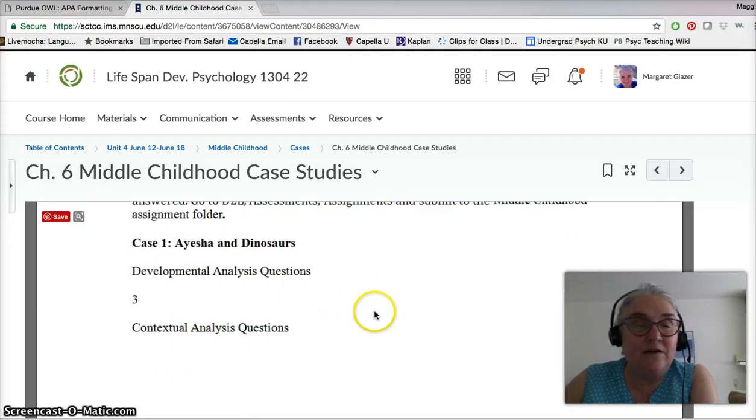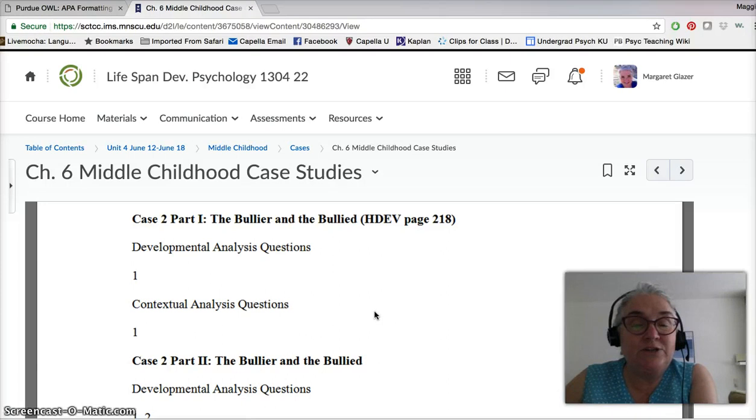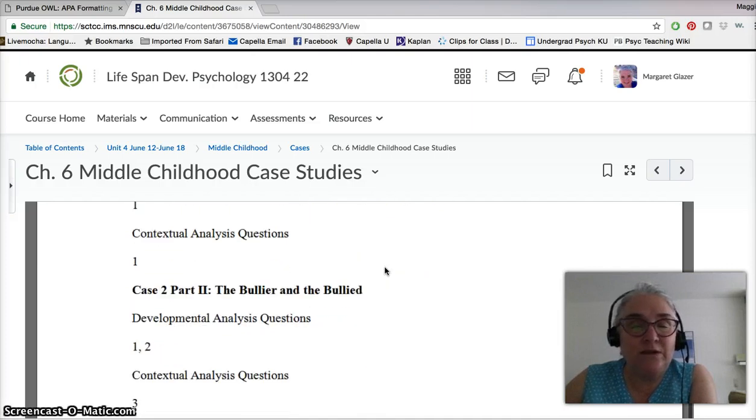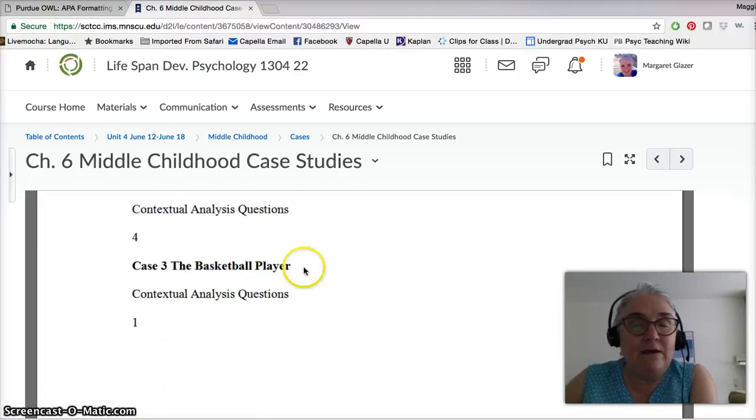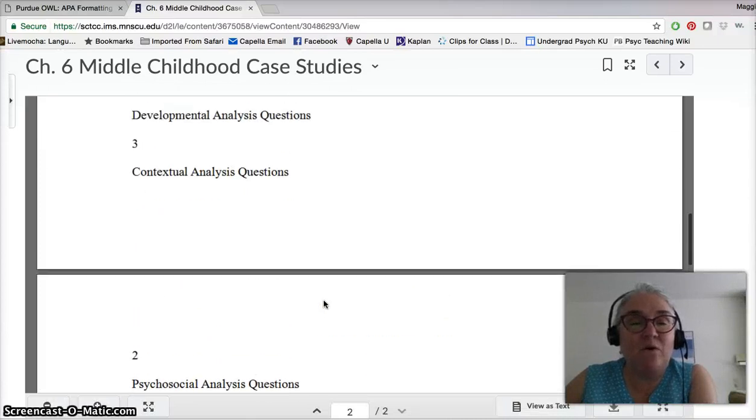And then here they are: Aisha and the dinosaurs, the bullier and the bullied. Talk about bullying, and also look at HDEV page 218. There's a breakout page about bullying, so don't forget that one. And then the basketball player is the last one. So those are the cases that you have for next week.